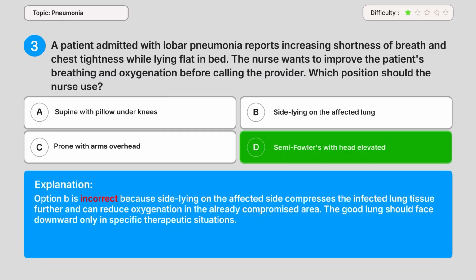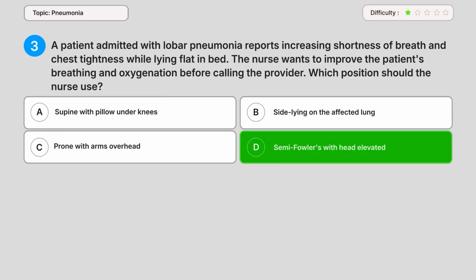Option B is incorrect because side lying on the affected side compresses the infected lung tissue further and can reduce oxygenation in the already compromised area. The good lung should face downward only in specific therapeutic situations.